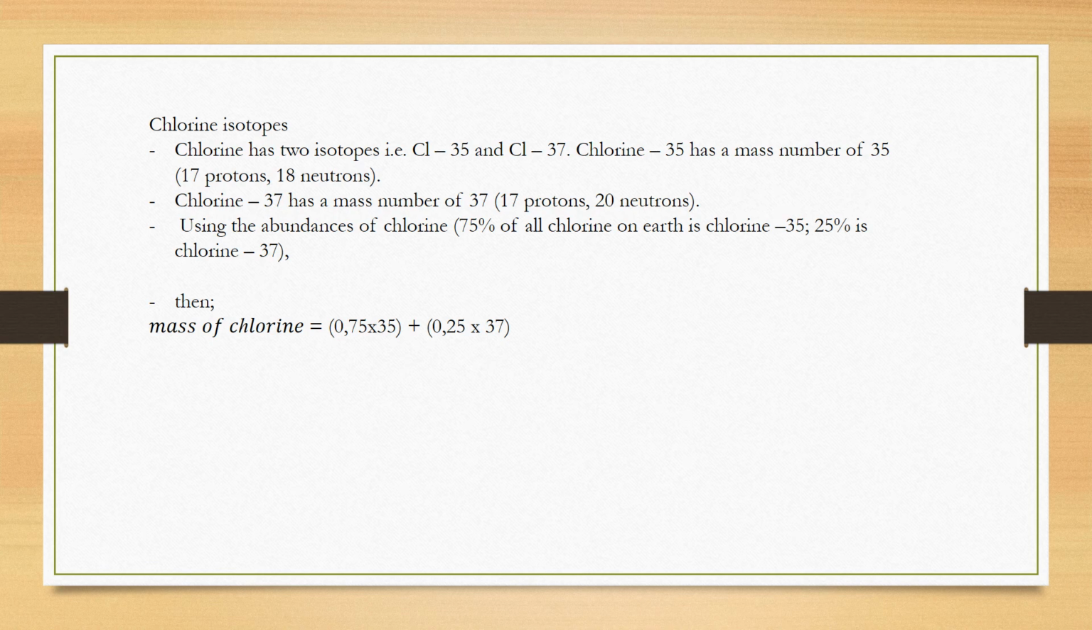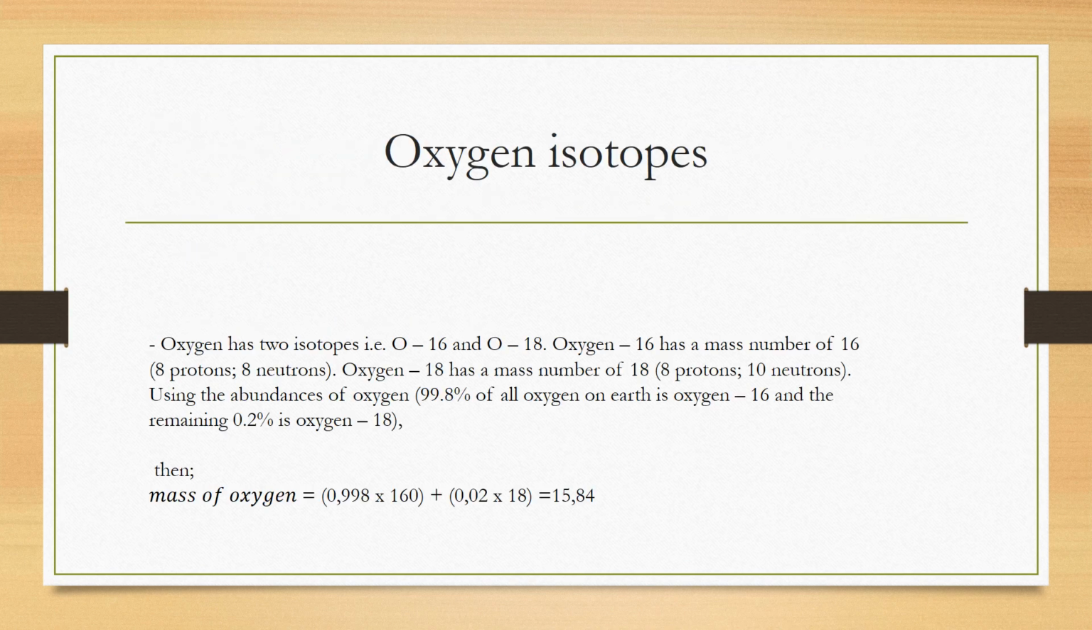To calculate the average weight of chlorine, you simply say 75%, because they gave us the abundances there. They told us that we have 75% of chlorine 35 and 25% of chlorine 37. So 75% as a decimal is 0.75. You simply say 0.75 times 35 plus 0.25 times 37, and then you get the final mass of your chlorine, which is 35.5.